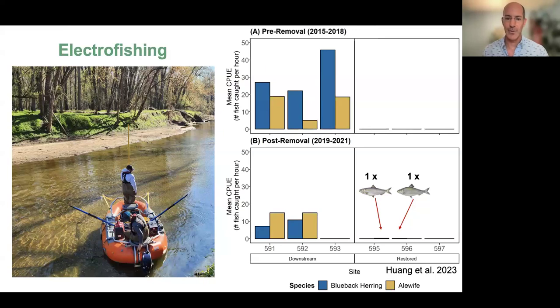And they caught fish there both before the dam was taken out in the top panel and after it was removed in the bottom part. That's not surprising. These fish are coming in from the ocean and they should be there. They kind of have to be there to get anywhere else in the river.